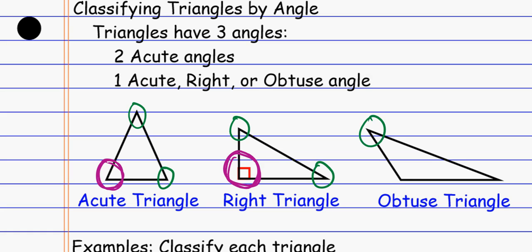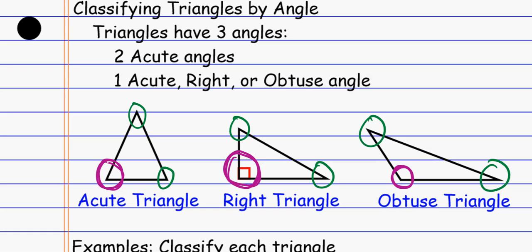This one, here are the two acute angles that we always will have. We'll always have at least two acute angles, but then that third angle is an obtuse angle, so this is an obtuse triangle. To summarize, acute triangles will have three acute angles, a right triangle will have one right angle, and an obtuse triangle will have one obtuse angle. It all comes down to finding that one angle that classifies the triangle.